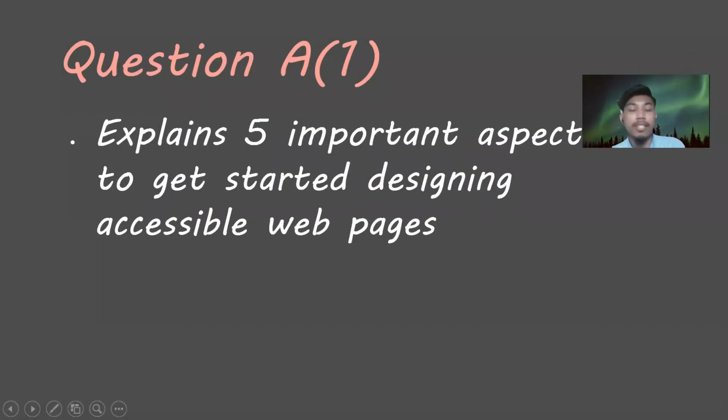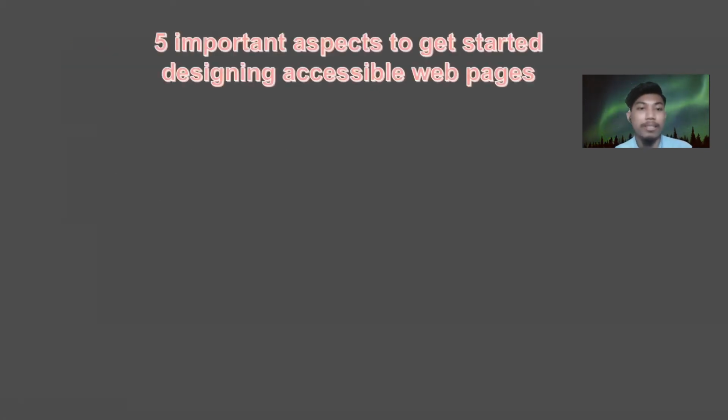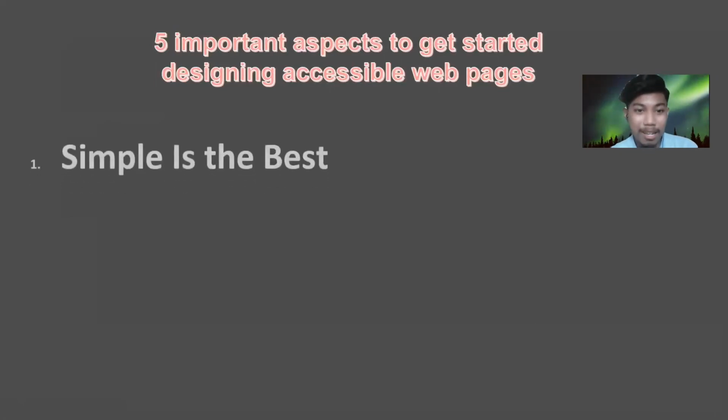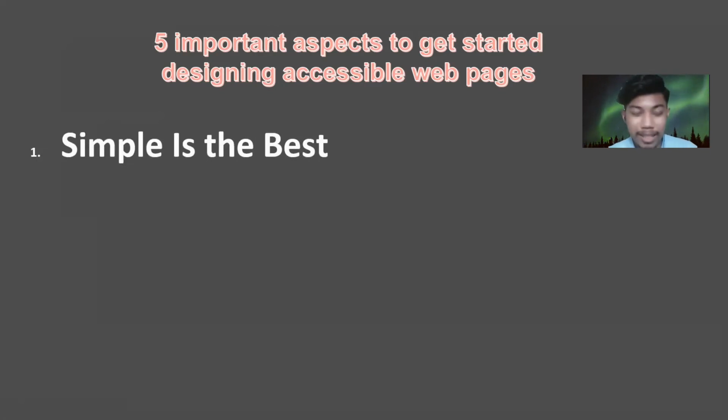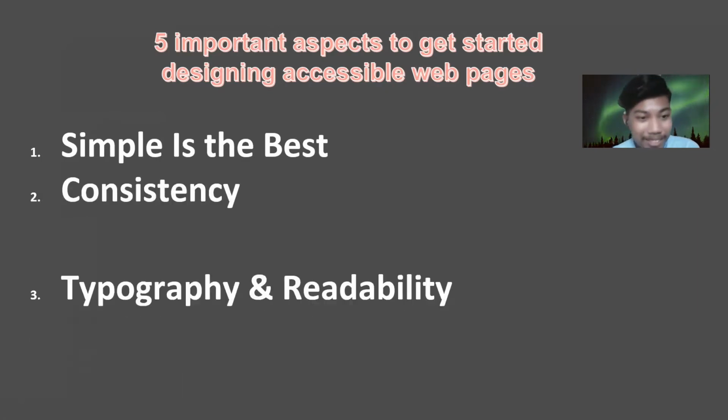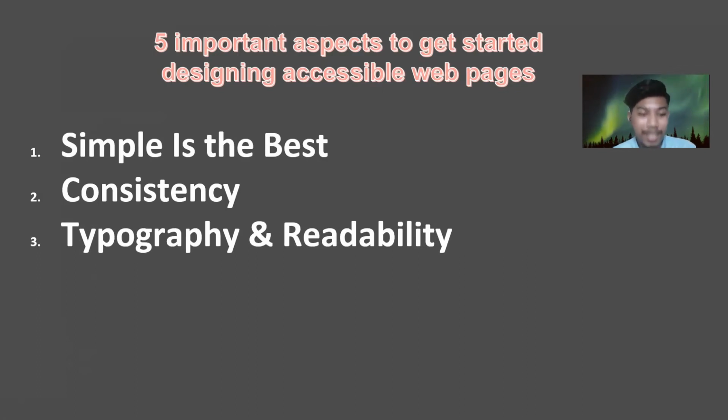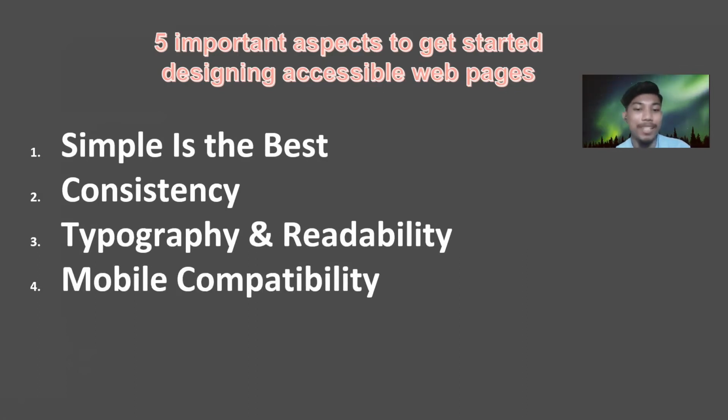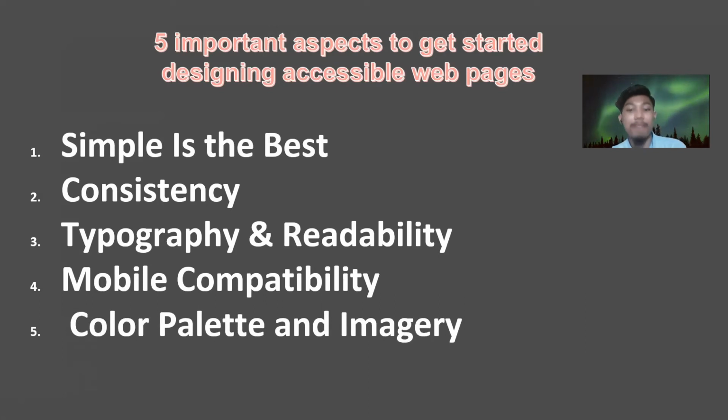Okay, first question is A1. Explain 5 important aspects to get started designing an accessible web page. This is our answer. First one is simple is the best, because if we make it simple, we can easily access the web. Consistency, typography and readability, mobile compatibility, color palette, and imagery. These are the 5 important aspects to get started designing an accessible web page.